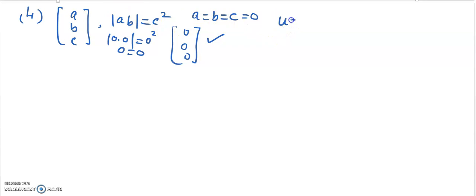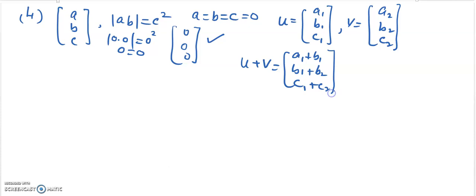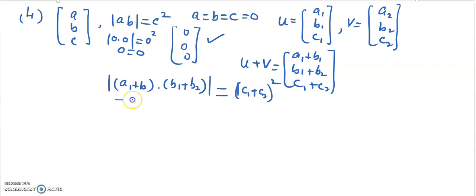For the second condition, we take u is equal to a1 b1 c1 as before, and v is equal to a2 b2 c2. Okay, so u plus v will be a1 plus a2, b1 plus b2, c1 plus c2. This is of the same form as the original vector, no problem with that. But how about this condition? That means the absolute value of a1 plus a2 times b1 plus b2 is equal to c1 plus c2 square. So whether it is equal or not.